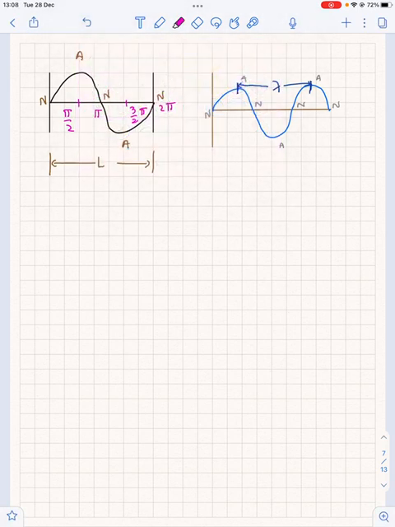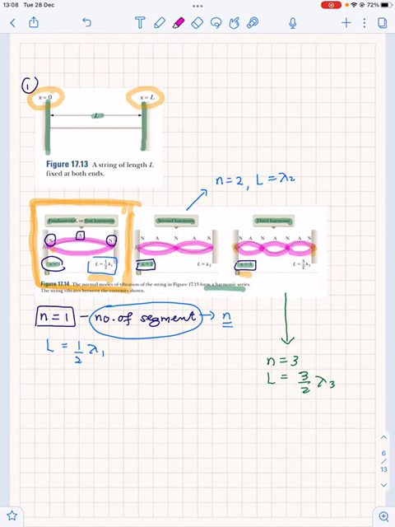Now we have lambda from antinode to antinode. To make it easy for us, we measure the distance from node to node. Going back to the previous page, in our case here, we can say that L is equal to the distance from node to node. This one is actually the adjacent node.